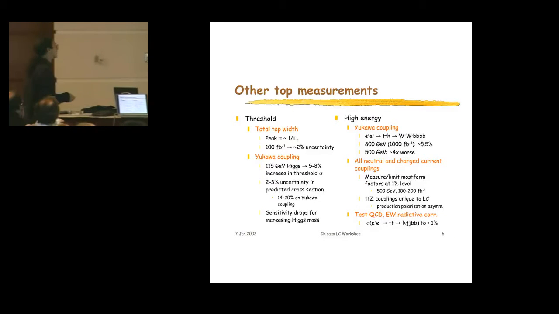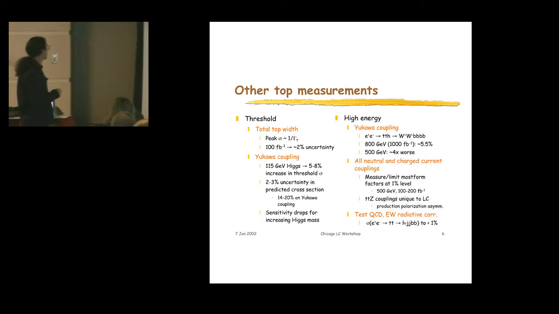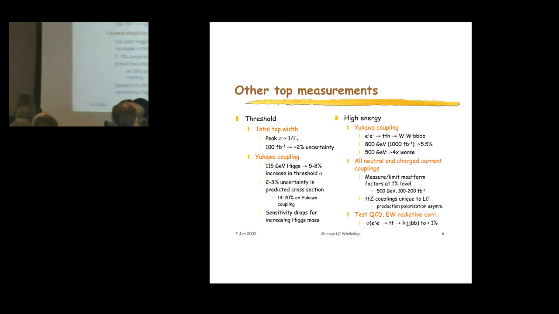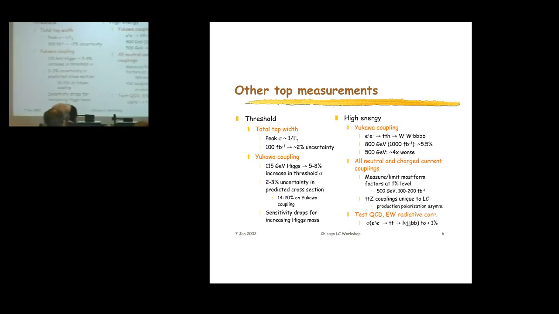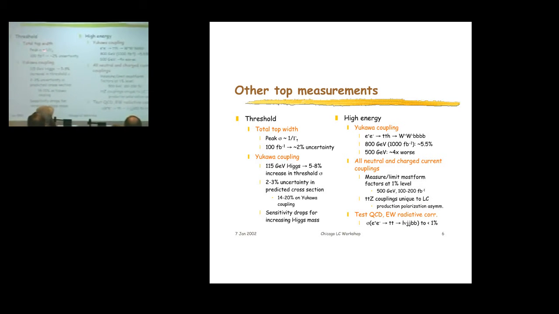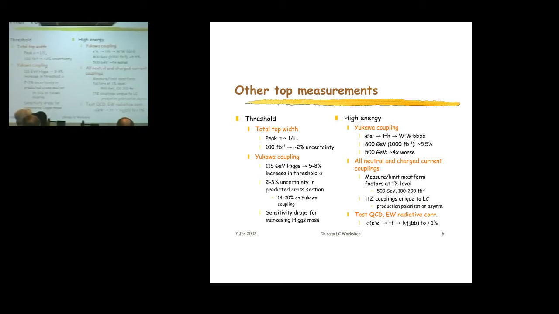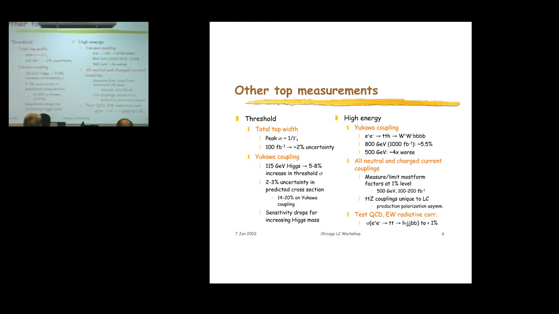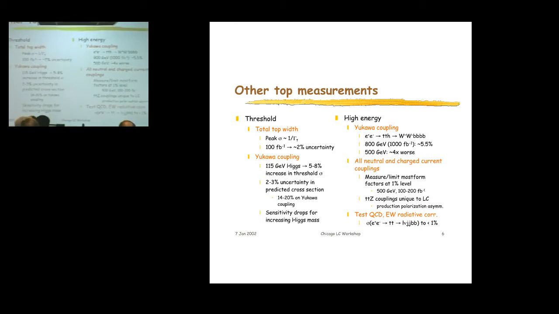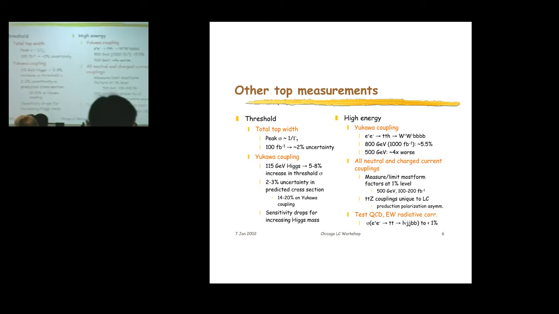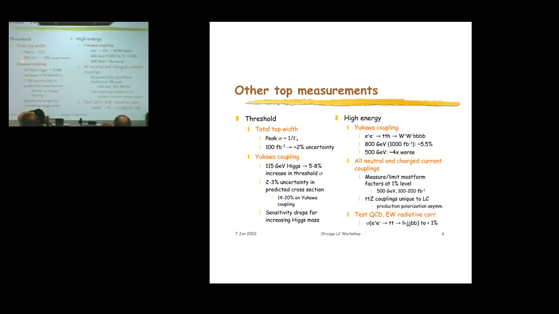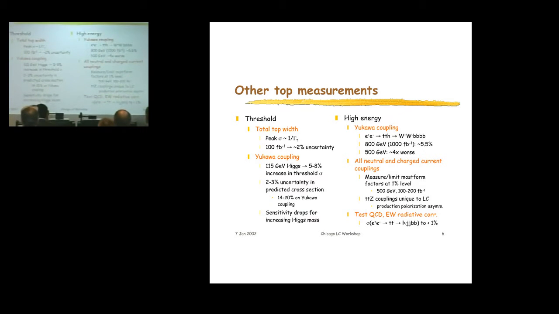There's a whole wealth of other top measurements that you can make at a linear collider. For example, at threshold, you could measure the total top width. It turns out that the peak cross-section, the peak of that 1s, is essentially proportional to the inverse of the total width. There's a complementary measurement by looking at the top forward-backward asymmetry that's also sensitive to the width. The scale is about 100 inverse femtobarns, which would give you about a 2% uncertainty on the width.